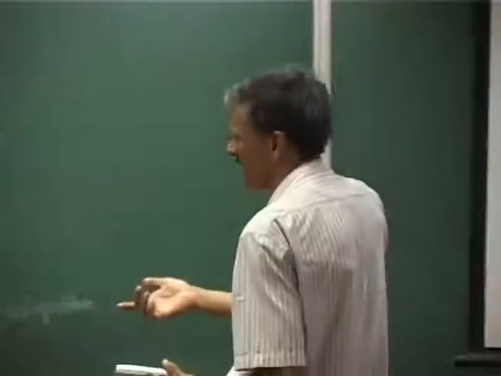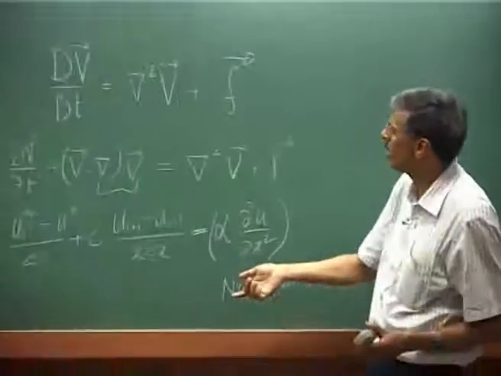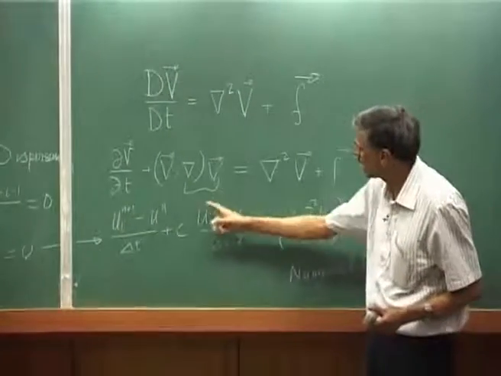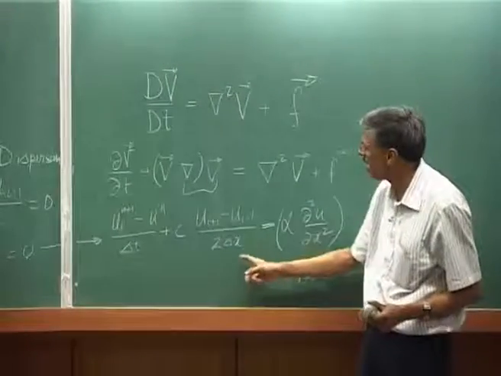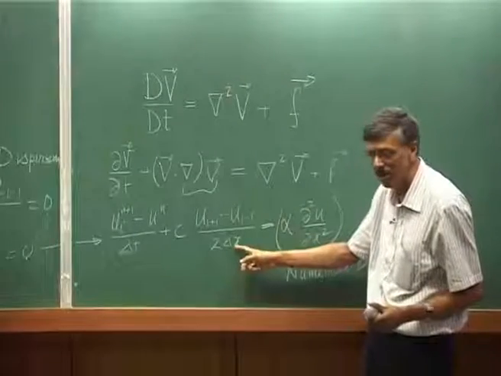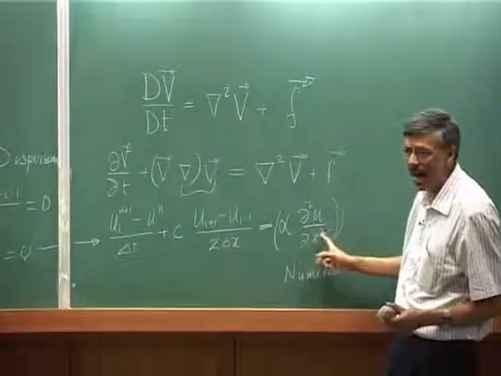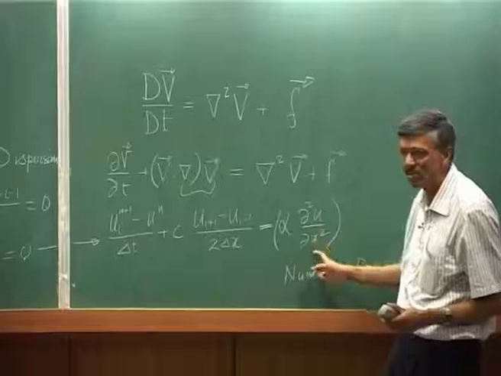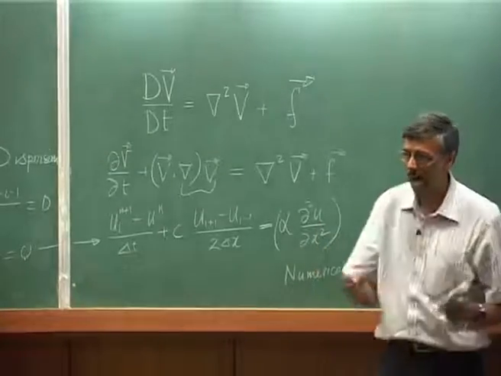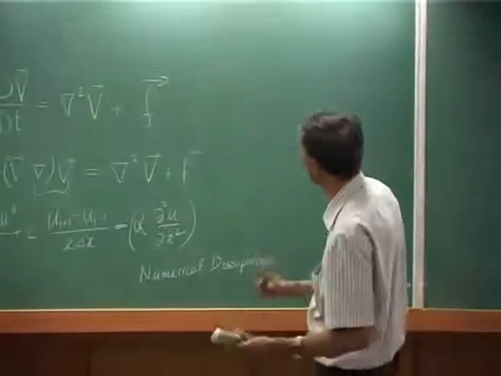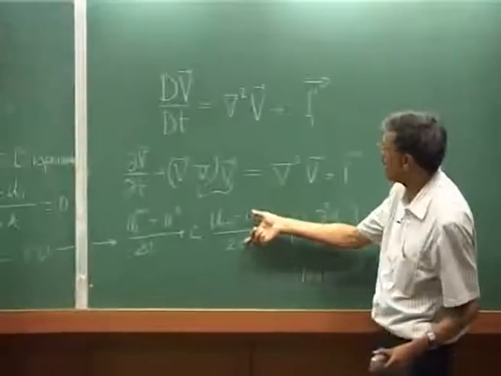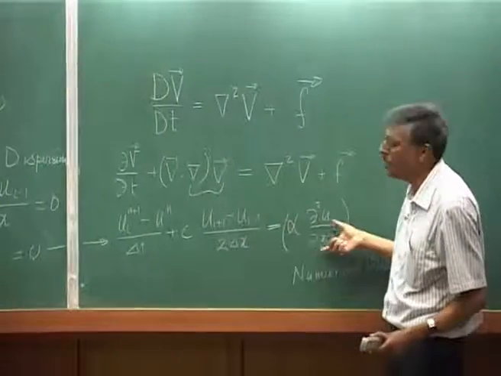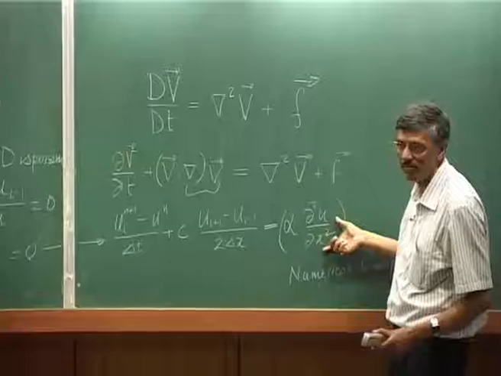Now, this is perfectly okay, because we know that this solution by itself was unstable. So, the moment I added this numerical dissipation term, I am bringing into play the possibility that the amplification on this side will be balanced by attenuation on this side.